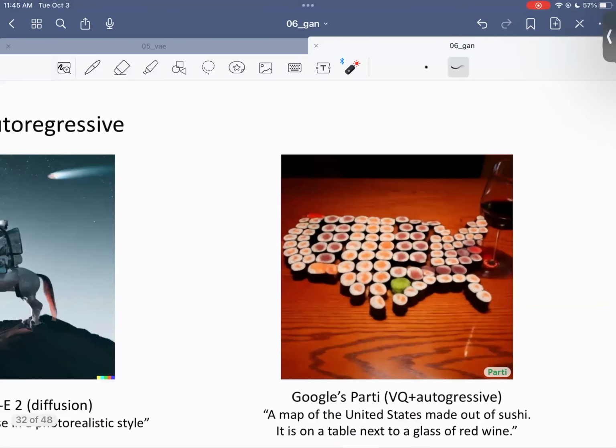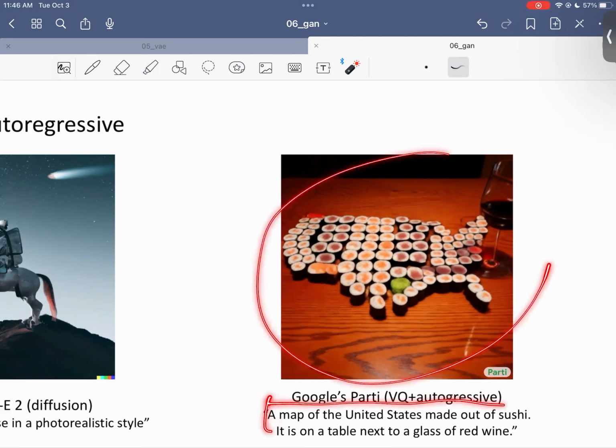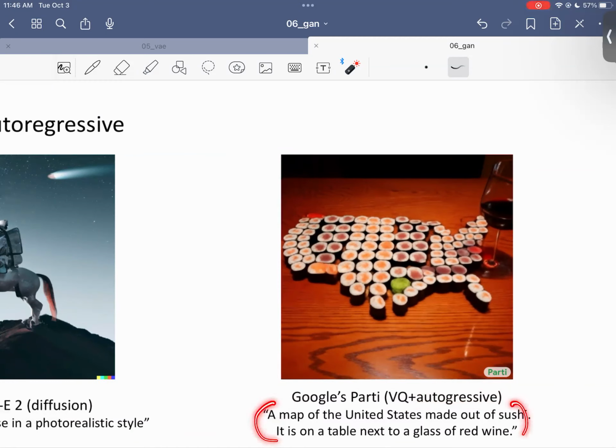This is Parti. This is the auto-regressive model with something called visual code. I haven't talked about what visual code is. We'll just skip that in the interest of time. So, a map of the United States made out of sushi. It is on a table next to a glass of red wine. So it completely respects the requested text. United States map made out of sushi, and then there's a wooden table, and then there's a glass of wine here, so it's all there.